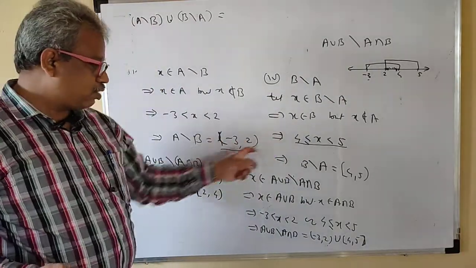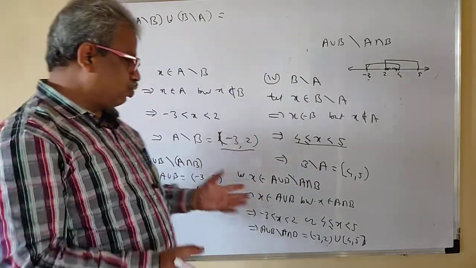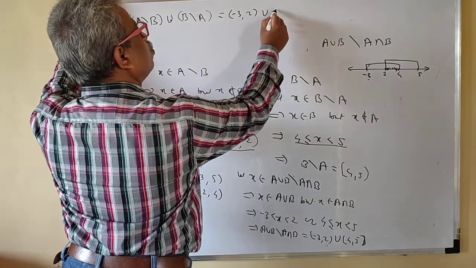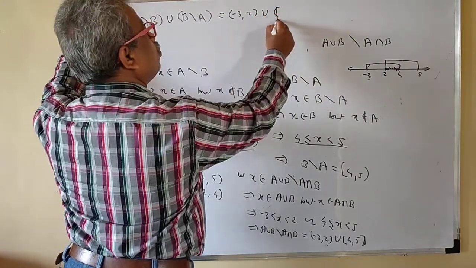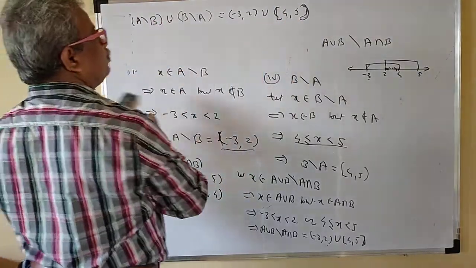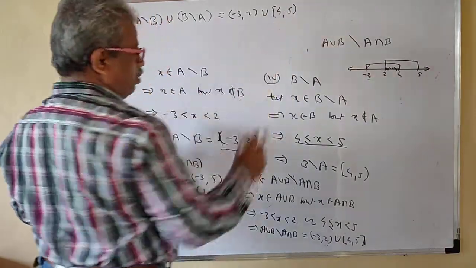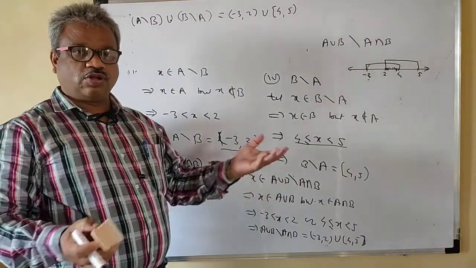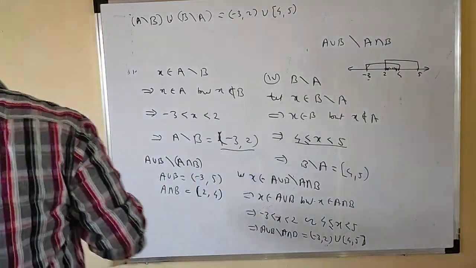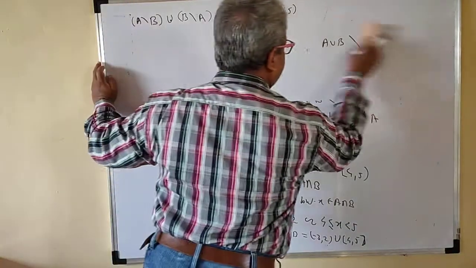So you have to take the union of these two. Both are disjoint sets, minus 3, 2 and 4, 5. So union means you just write minus 3, 2 union 4, 5, this is closed at 4 and open at 5, because both are disjoint. The union of the disjoint sets is just the union of those two sets. So I hope you understand this one. Okay.